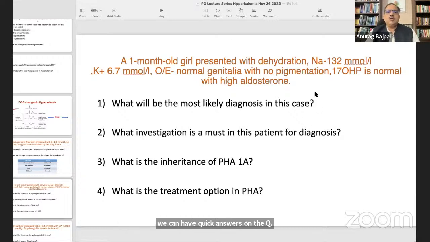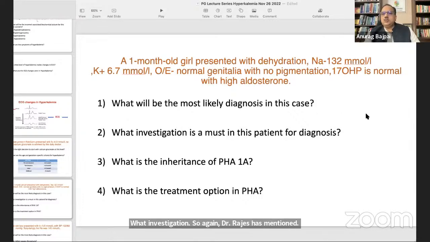Anybody can put in. You have a girl who presents with dehydration, who has hyperkalemia and normal genitalia. What do you think is the cause that we're looking at? Anybody? So as discussed, if a girl has normal genitalia, it cannot be 21-hydroxylase deficiency. And you have a high aldosterone, so we are most likely dealing with pseudohypoaldosteronism in that scenario. Dr. Rajesh has mentioned PHA. Dr. Muthu also has mentioned pseudohypoaldosteronism as a cause.